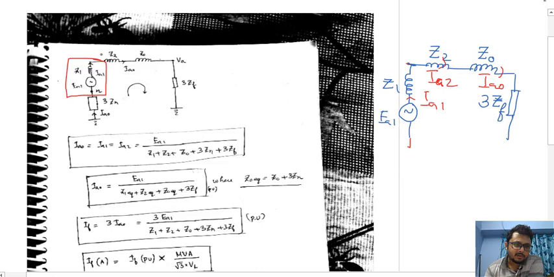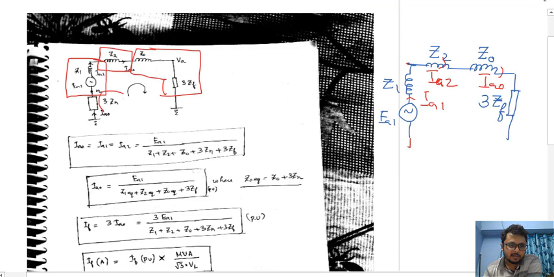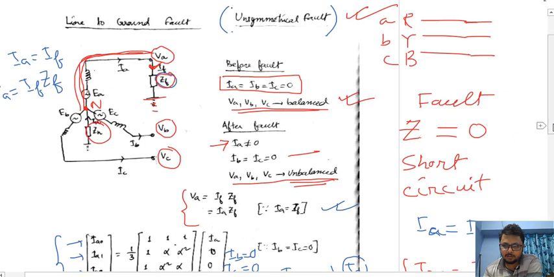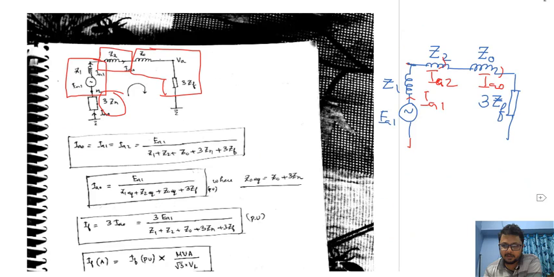This part is for positive sequence, this part is for negative sequence, and this part is for zero sequence. In zero sequence we also have a neutral, Zn. That is why whenever there is any neutral, we have to write 3 times. In the derivation we got ZF is 3 times, because this IF current is 3 times IA0, and IF is the fault current. So we have written here 3 times ZF.